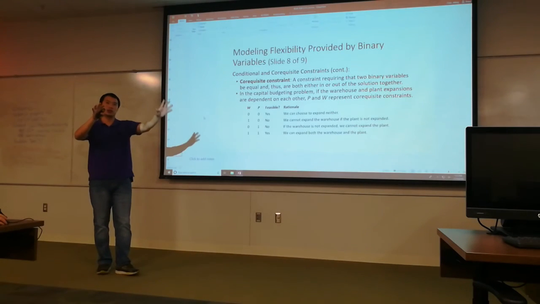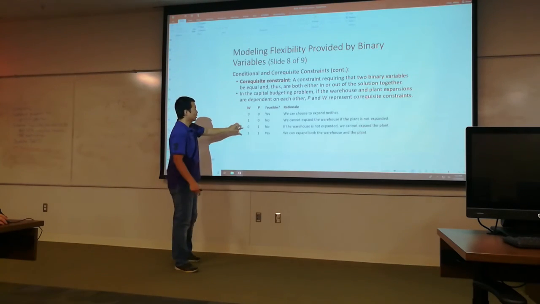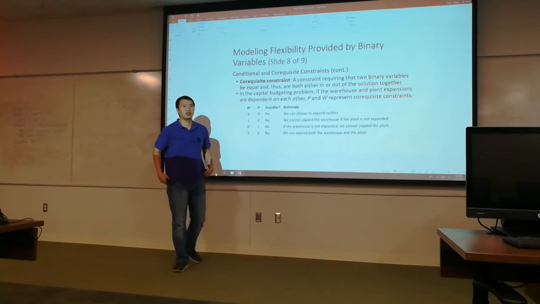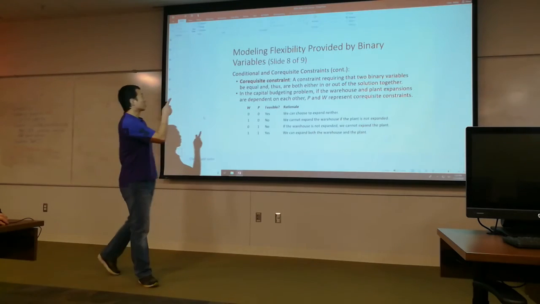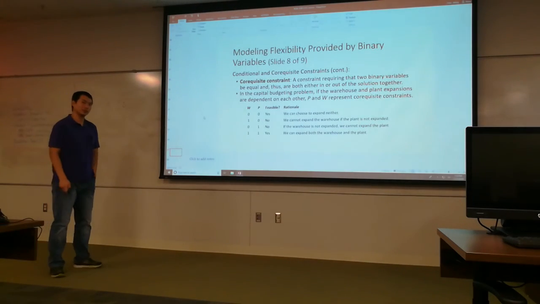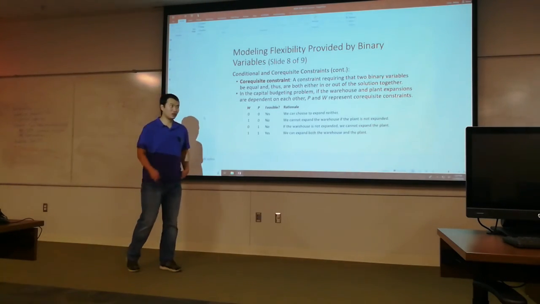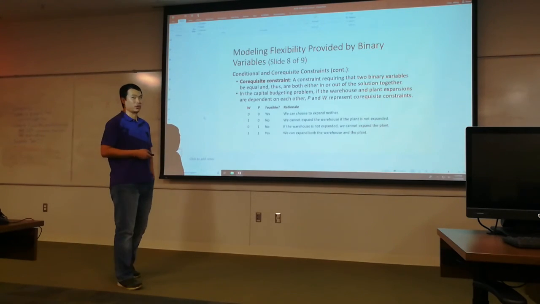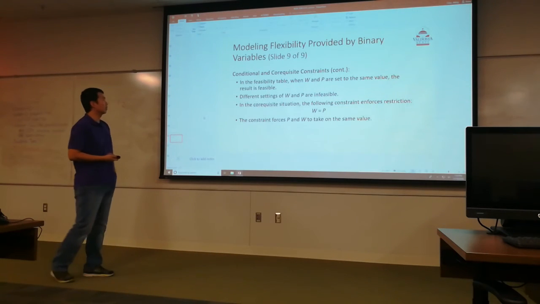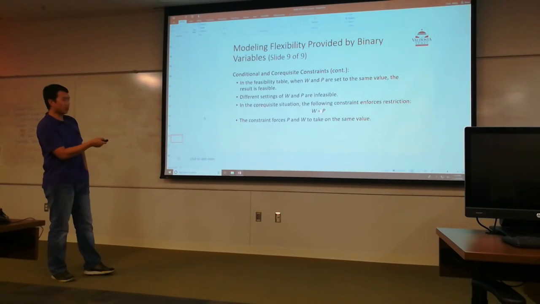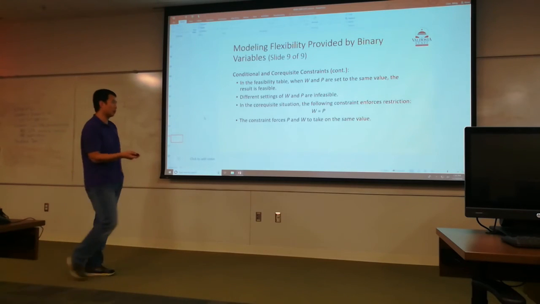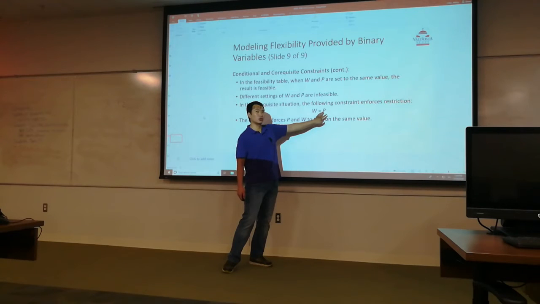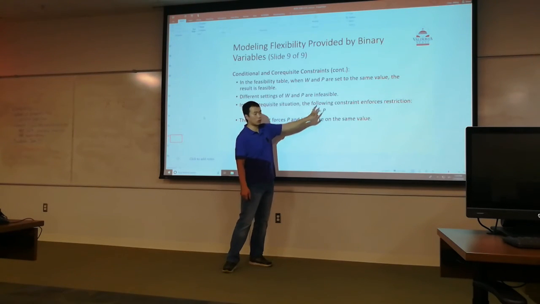So that's co-requisite. If you work on one, you have to work on the other one. So the middle ones are not feasible, because we have the co-requisite constraint. So those are the different scenarios that we have considered when we use the binary variables. And that's a constraint we have. So in the mathematical formulation, we have to make sure W is equal to B. Either they are both equal to 0 or they are both equal to 1.